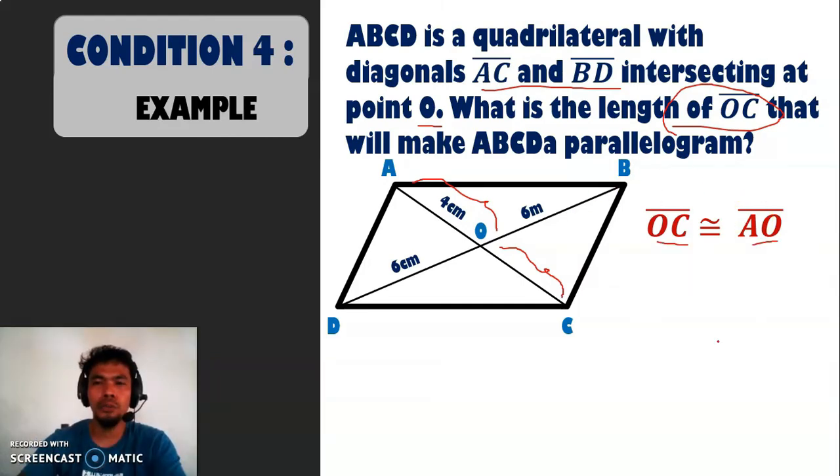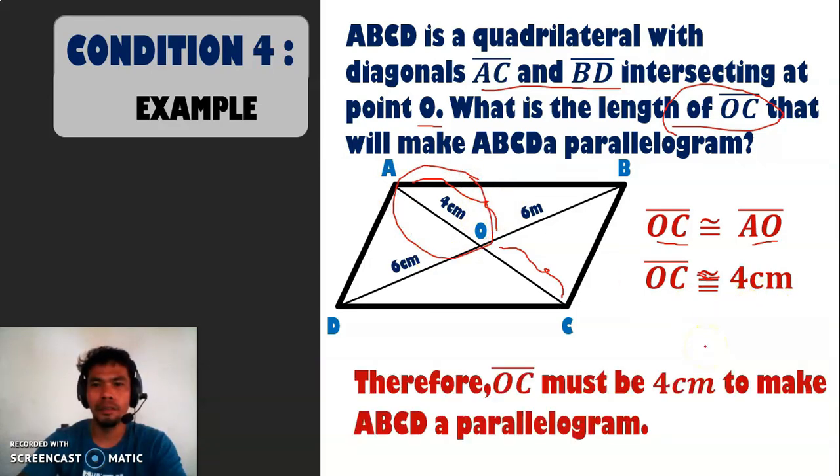Okay, next is you have to substitute for the values of your segment OC and segment AO. So since your segment OC is unknown, just copy segment OC. This is equal to the value of your segment AO. So the value of your segment AO is 4 centimeters. Therefore, segment OC must be 4 centimeters to make ABCD a parallelogram.